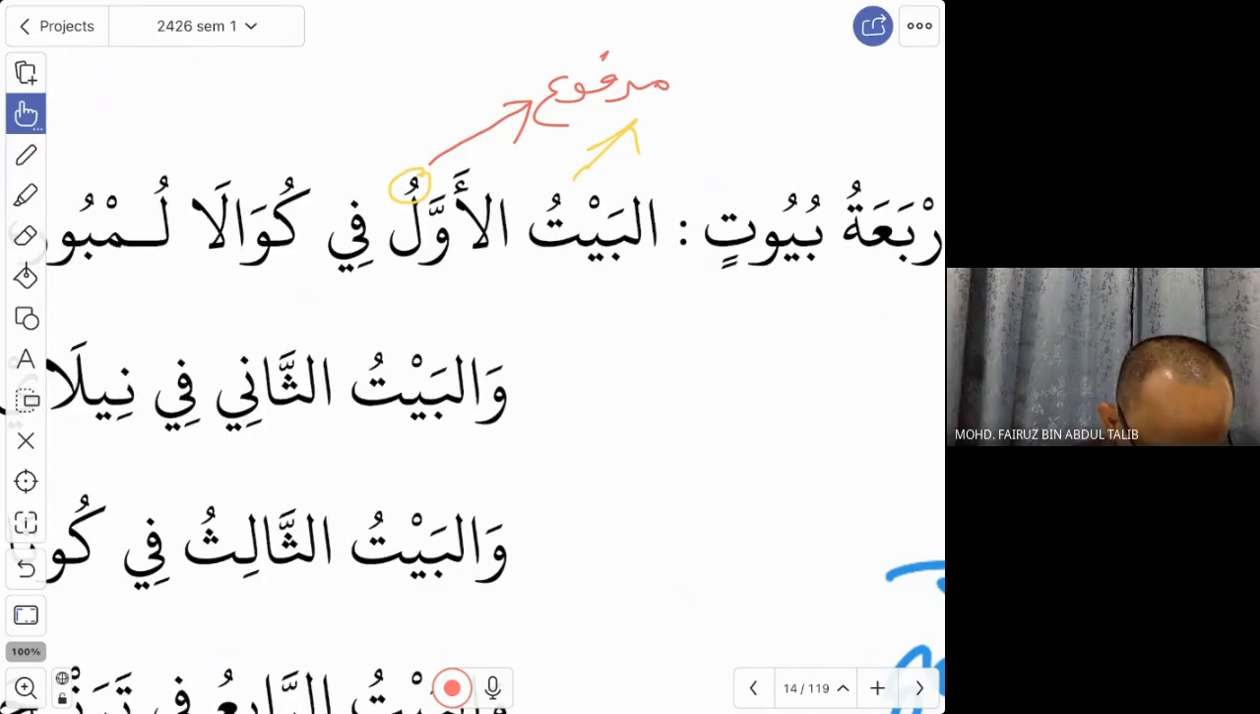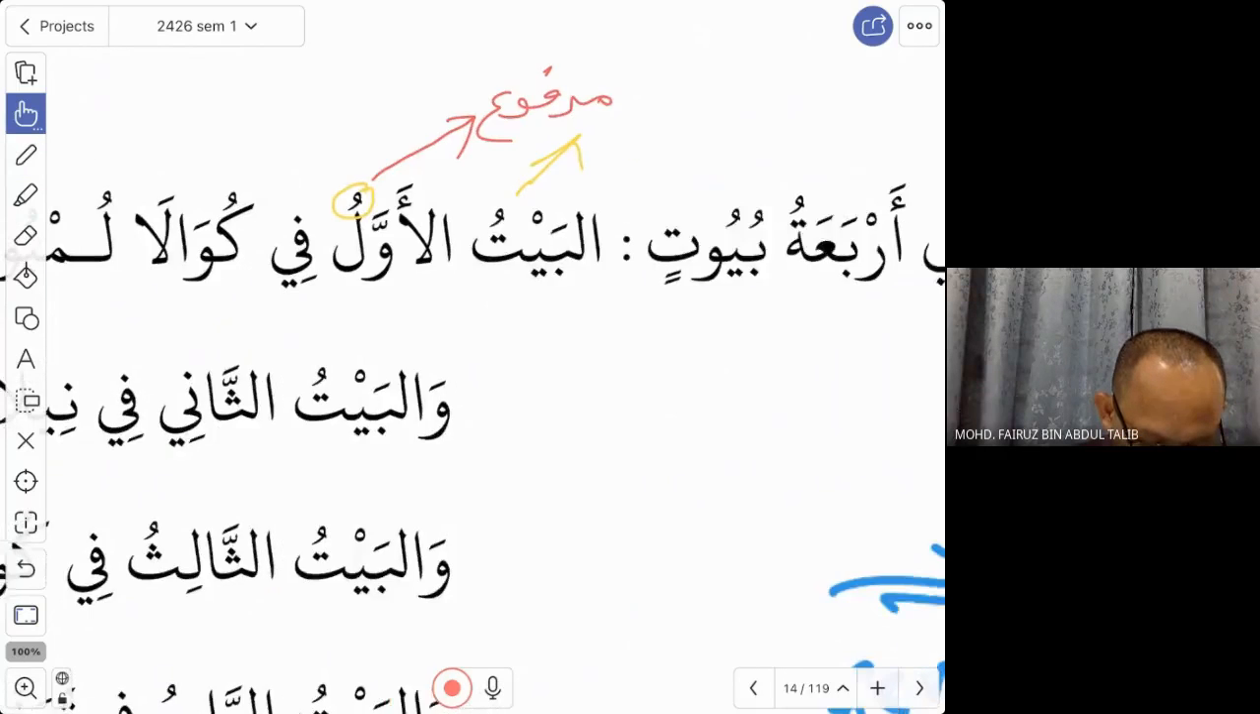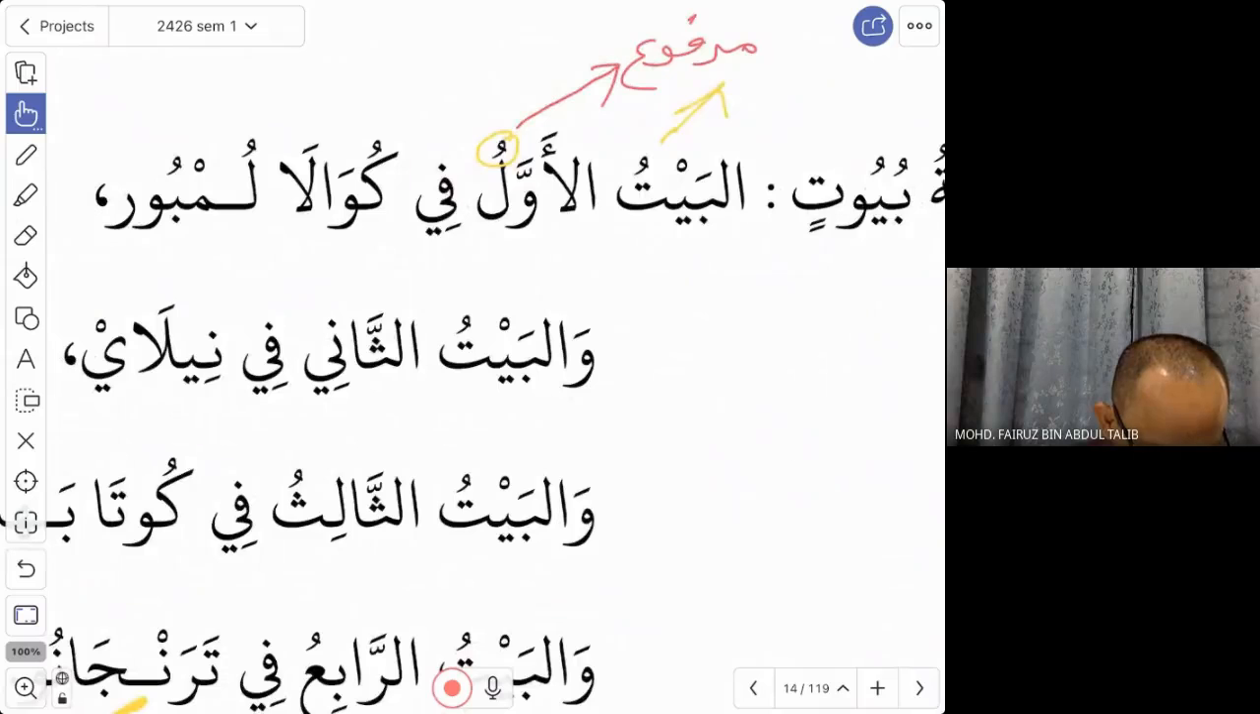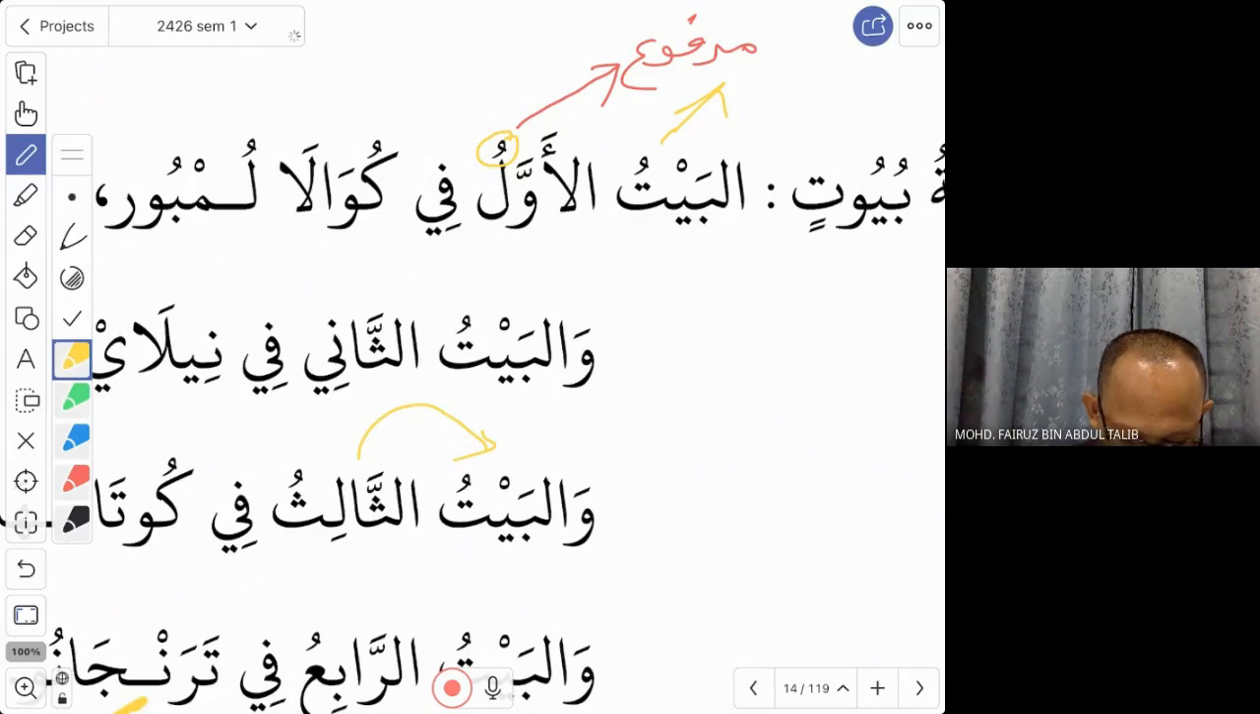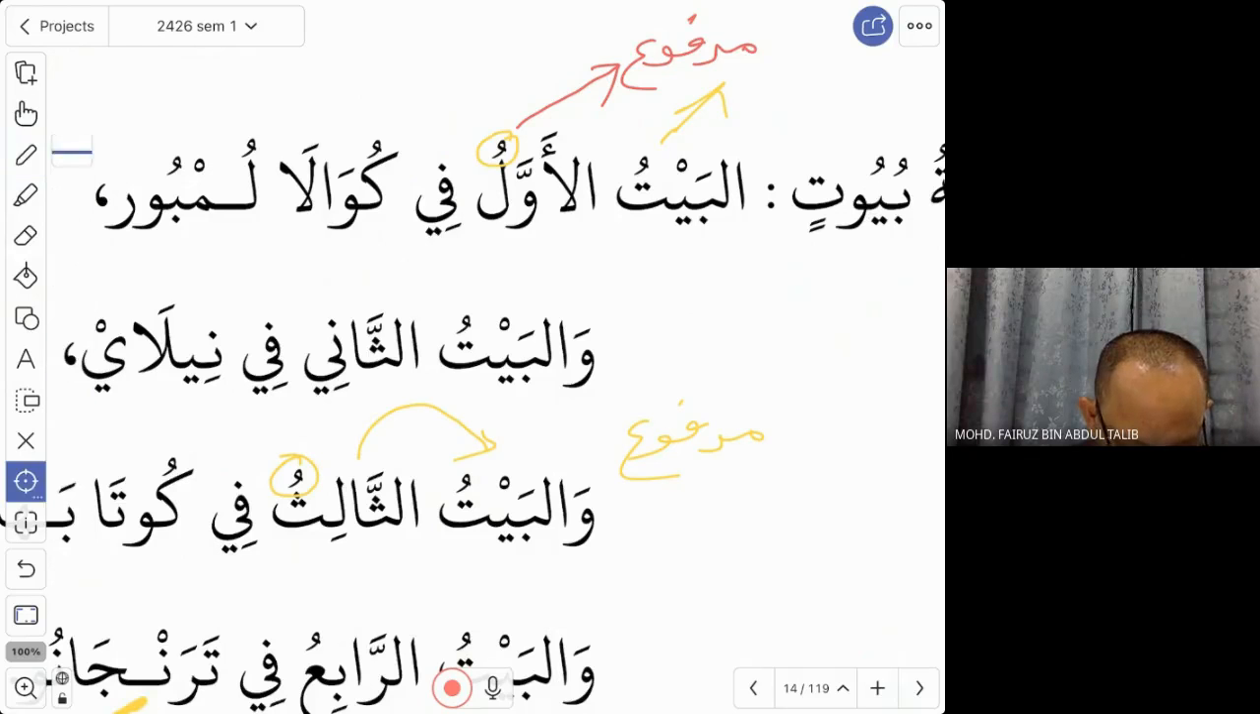Now let us look at, okay, we skip number 2. I will come back to number 2. We go to number 3. Al-Baitu as-salis. This is similar to the first example. Al-Baitu, the mubtada, is marfu with a dhamma. As-salis is the adjective, the adad tartibi. Again, it follows the previous word in terms of its hukum, which is also marfu. Since this is marfu, you end it with a dhamma. So in this example, both of the words end with a dhamma, because both of them are marfu.